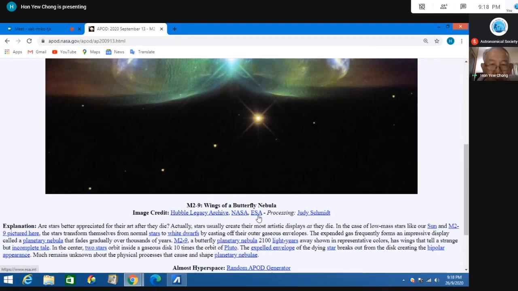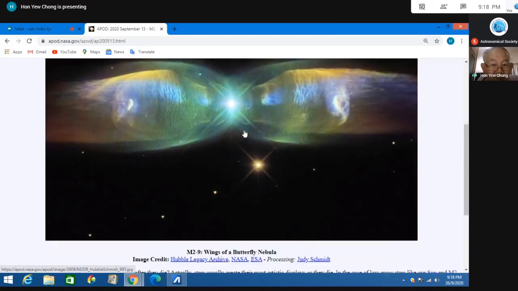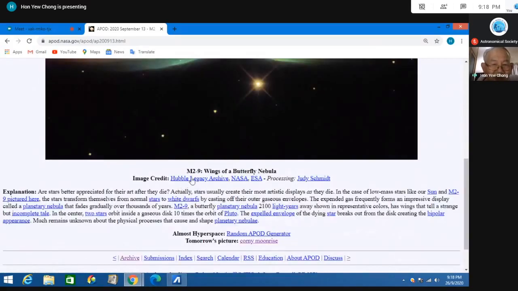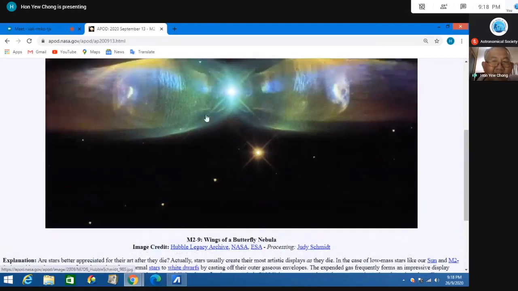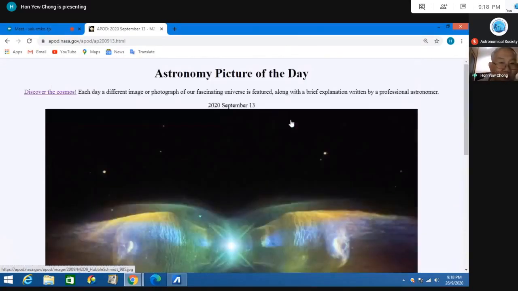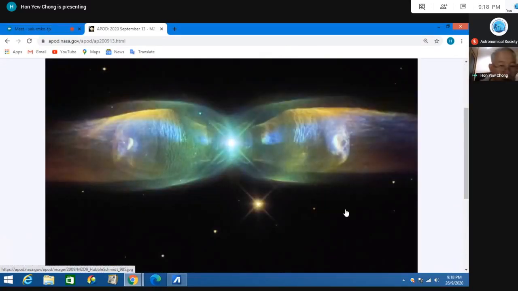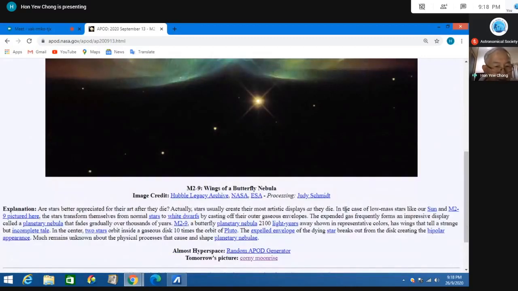ESA is of course the European Space Agency. NASA means the American Space Agency, and it was processed by one NASA scientist, Judy Smith. She seems to be an expert in image processing. So she processed it. It's M2-9, the Wings of a Butterfly Nebula, September 13.